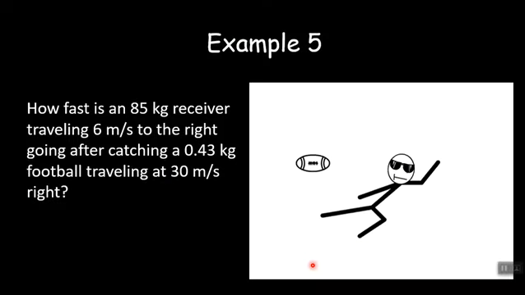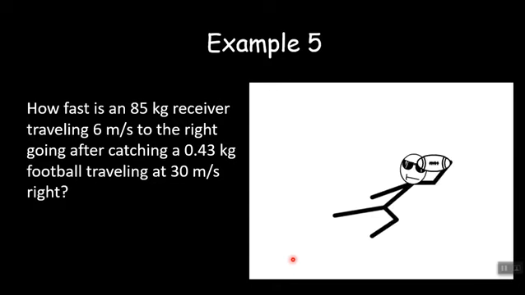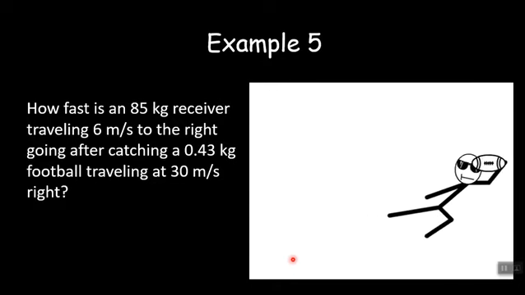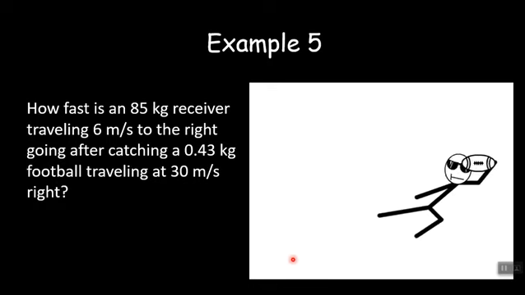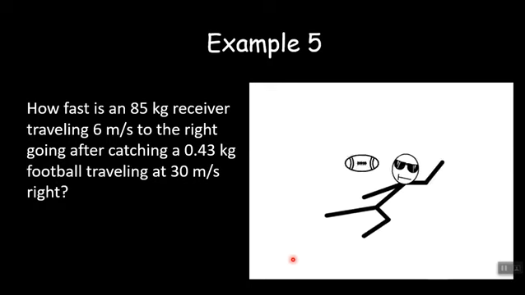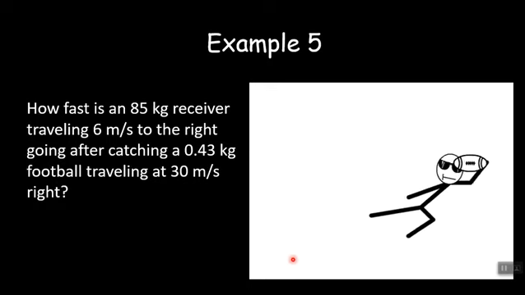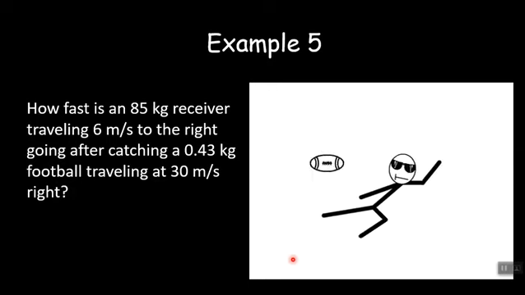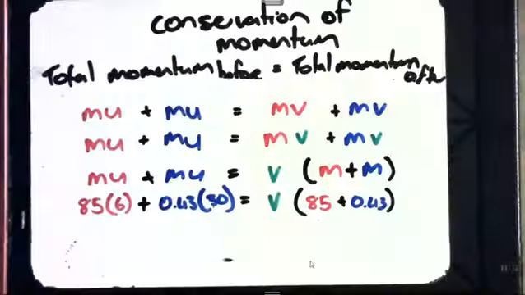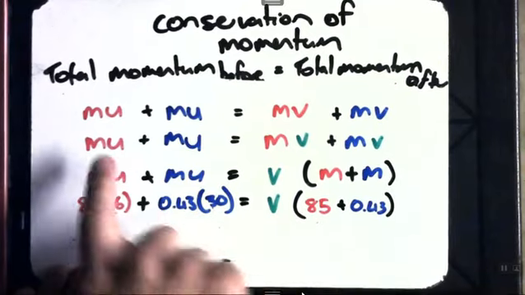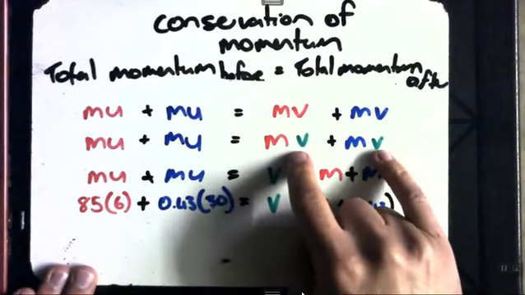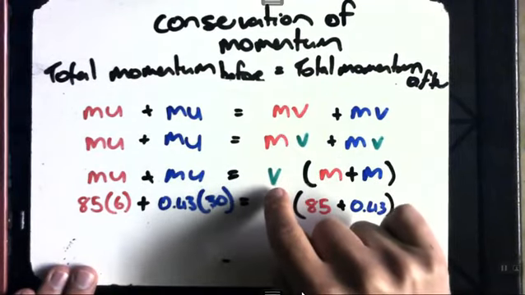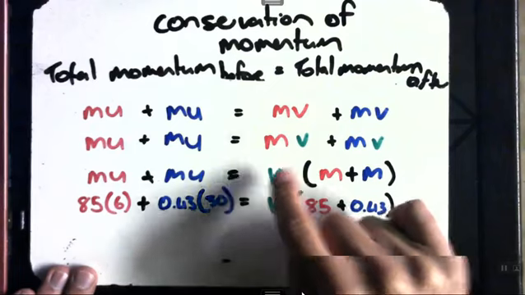In the next example, we'll see how fast an 85 kilogram receiver for American football traveling at 6 meters per second to the right is going to go after catching a 0.43 kilogram football traveling at 30 meters per second to the right. So as he catches, they both move together, so they both have the same final velocity. So if we look at it, momentum before is equal to momentum after. They both have the same final velocity, so we take out the velocity initially. It's easier to calculate one unknown value than two.